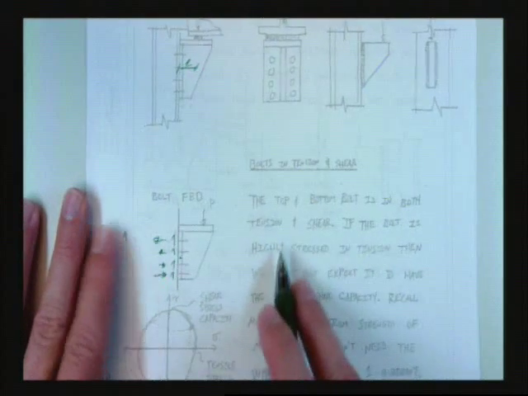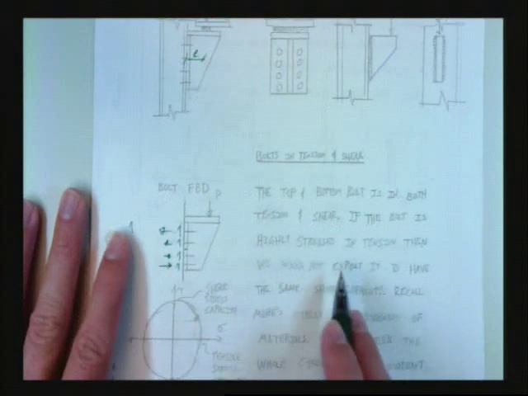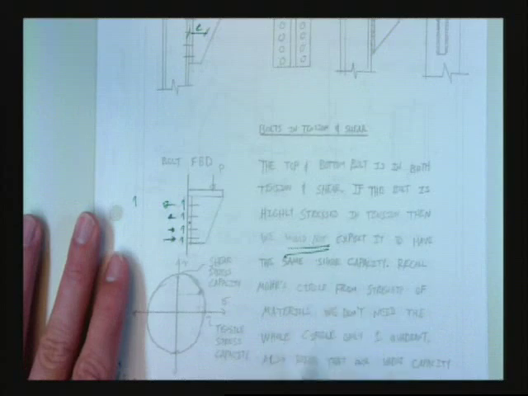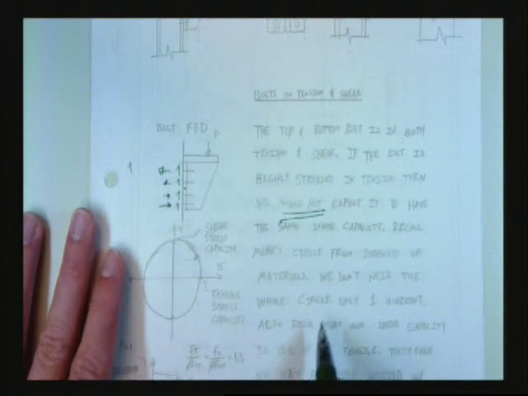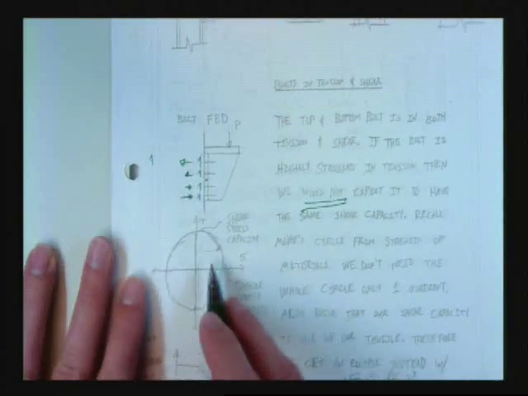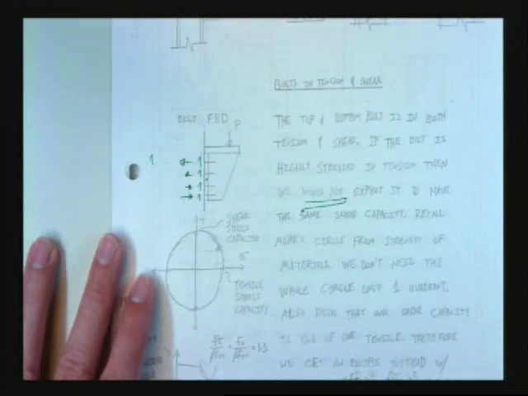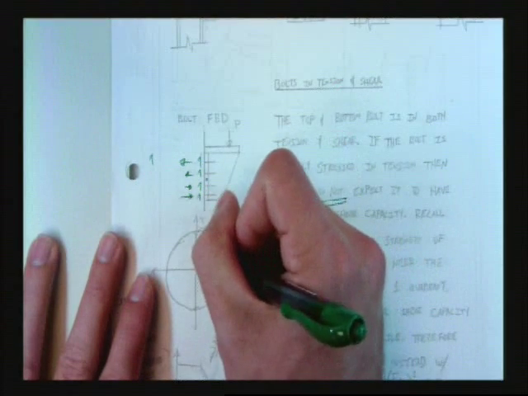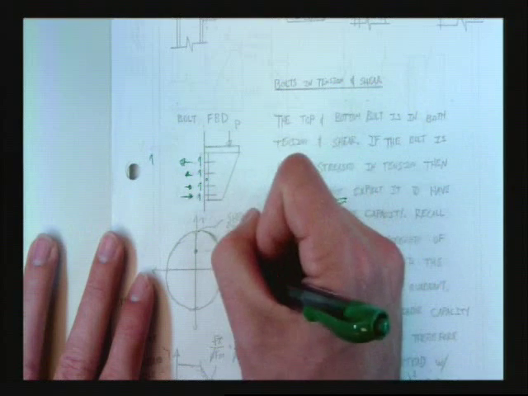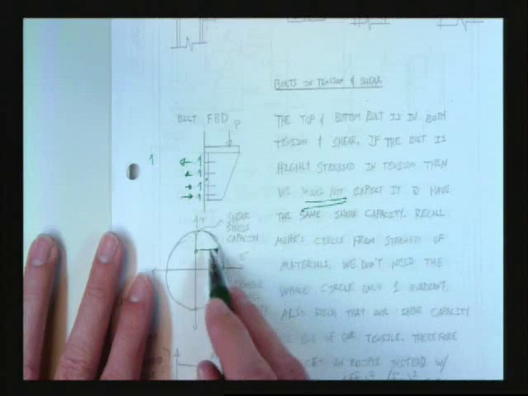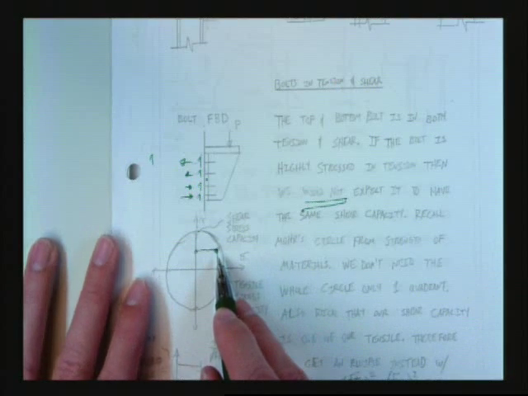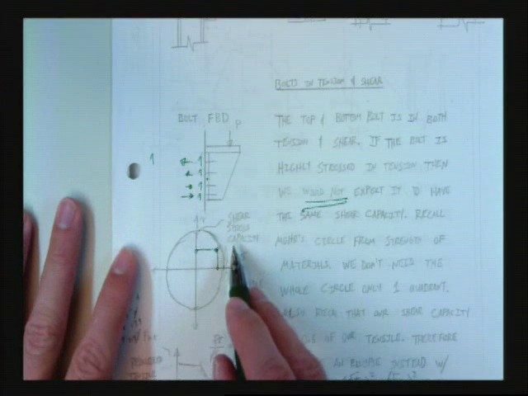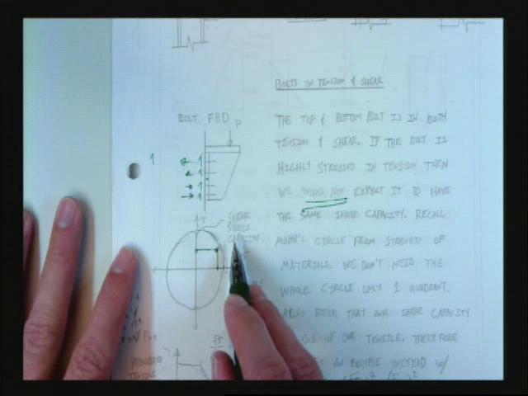So the top and bottom bolts in tension and shear, if the bolt is highly stressed in tension, then we would not expect it to have the same shear capacity. Recall Mohr's circle from Strength of Materials. What Mohr's circle is all about is that you have a failure plane, a failure surface, a limit in a sense, right? And you plotted this capacity, and you would plot what your shear stress is, and what your tensile stress is, and you would see if you were inside the failure plane, what's that mean? Yay! That's good if you're inside. It didn't fail. If you're outside, not so good, right?